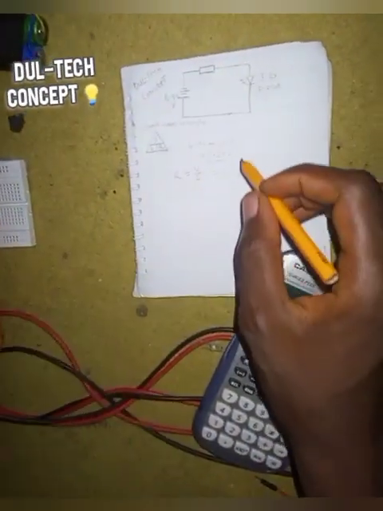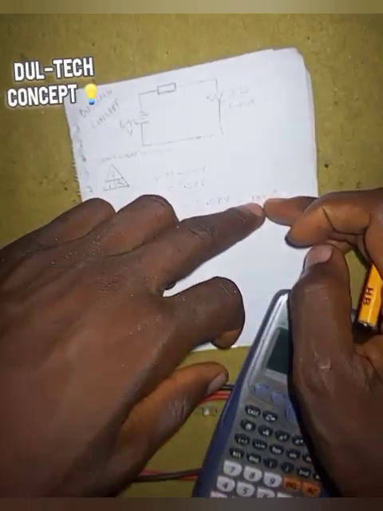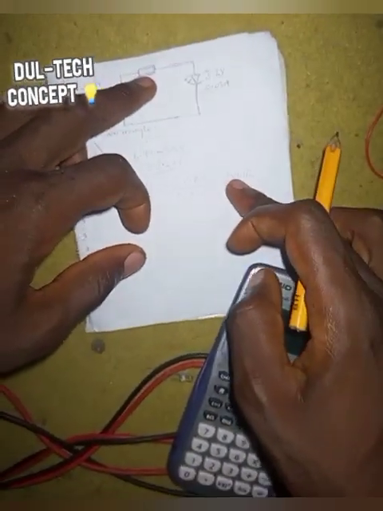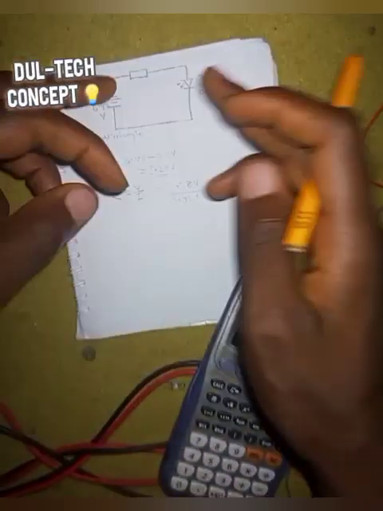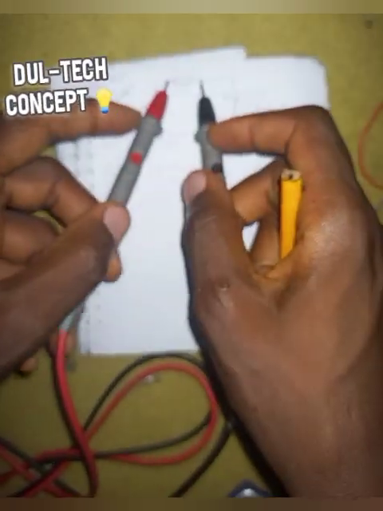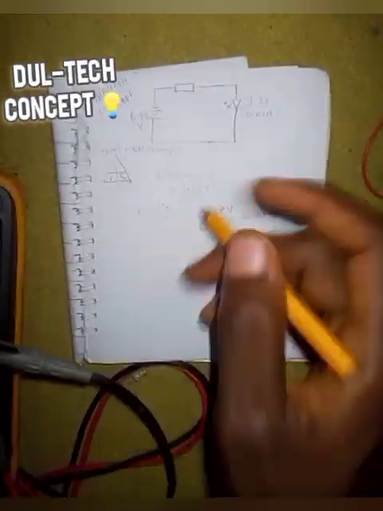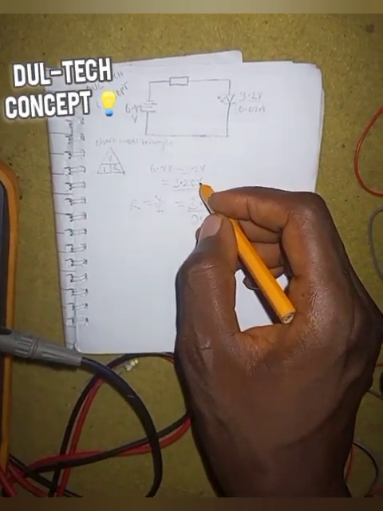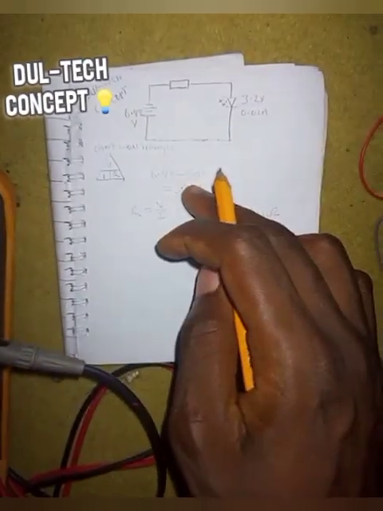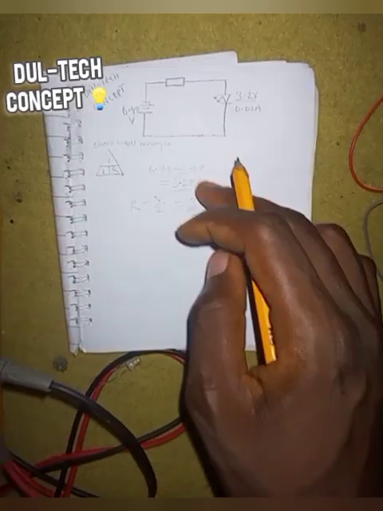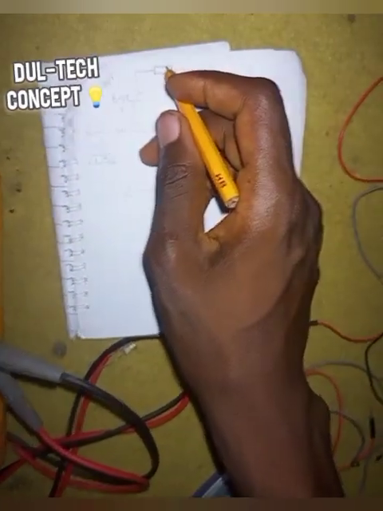Mind you, when we insert 164 ohms here and measure the voltage across this resistor, what we are expecting to read from our multimeter should be 3.28 volts. So we have a voltage drop of 3.28 volts across this resistor.